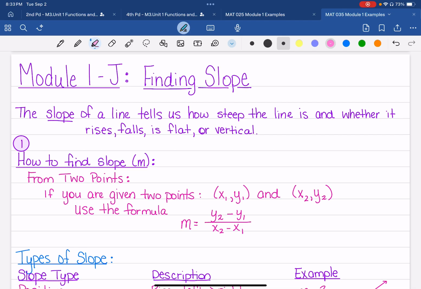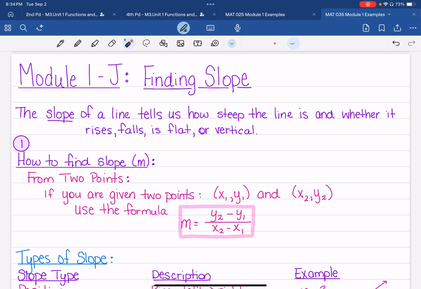You can find slope from 2 points. If you're given 2 points, x1, y1 and x2, y2, any 2 points, this is going to be your formula, and you're going to want to know this formula, memorize this formula. That formula is super important. It's basically just the change in y over the change in x, so you're going to subtract your y's and subtract your x's. Notice in the formula that we are going y2 minus y1, x2 minus x1.